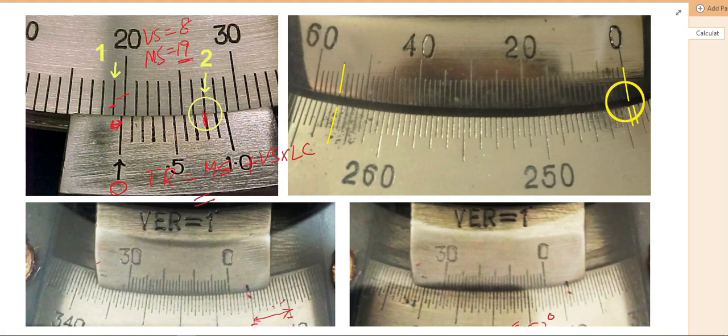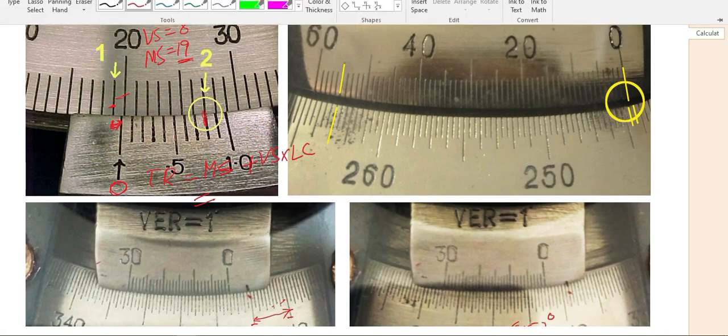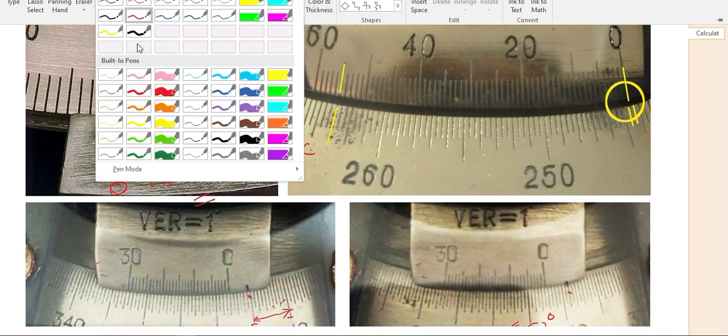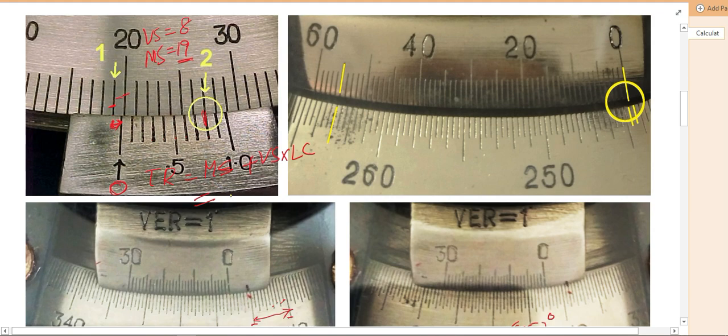So main scale reading is in this case 19, plus the vernier scale reading, which is 8, multiplied by the least count. The least count is how much? 0.5 divided by how many divisions are there? 10 divisions. Then you take the sum, whatever it is, that's your total reading. That's the position that this vernier scale setup is telling you for the telescope.